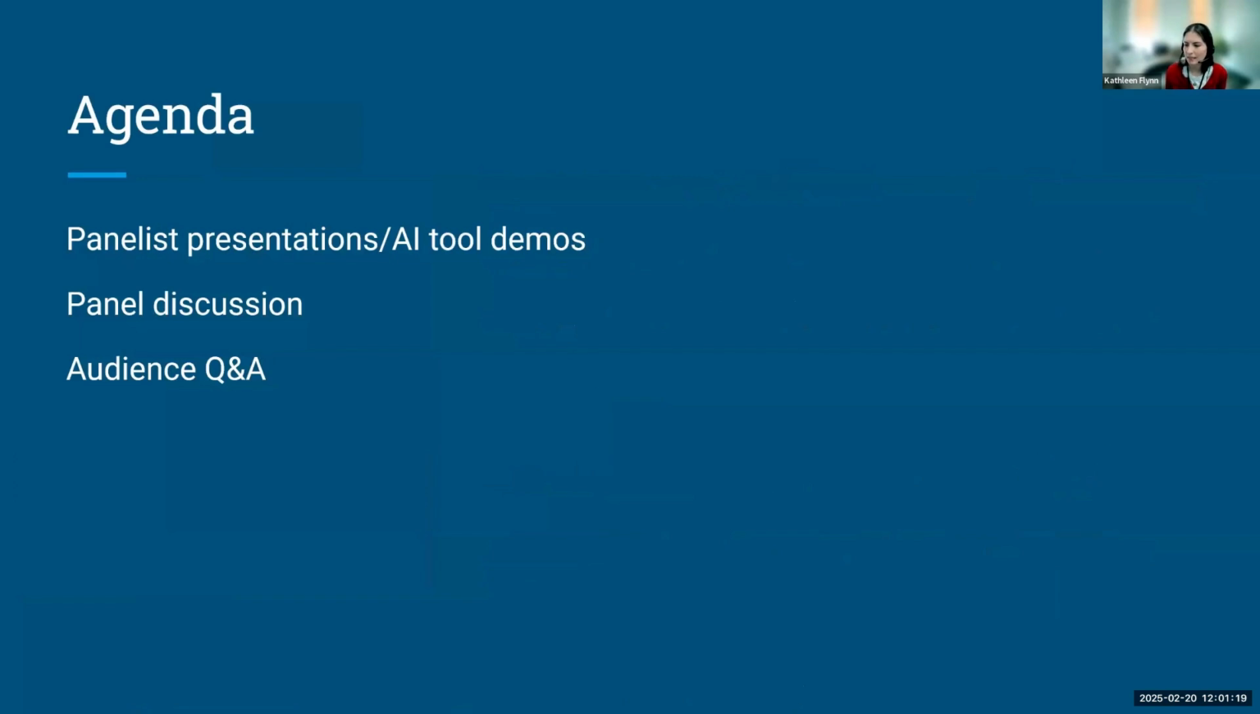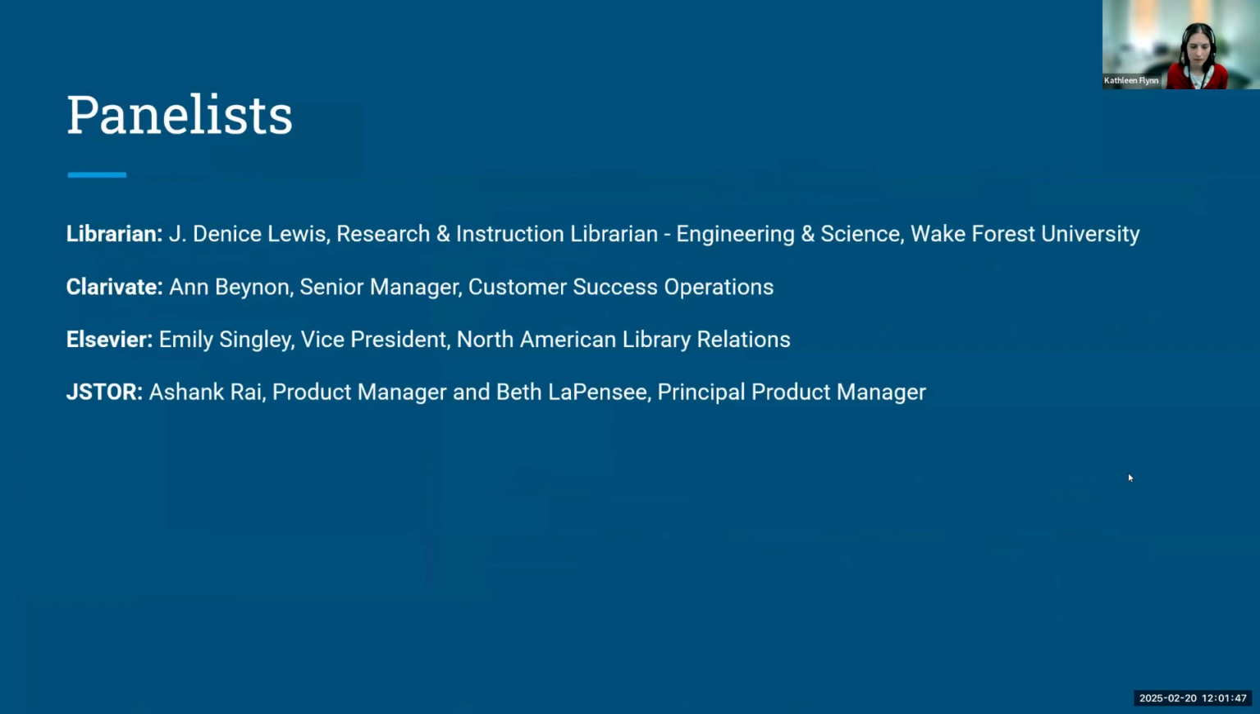So the plan for today is that each of our panelists will have around 5 minutes to give a presentation and demo an AI tool if they wish to. Then we'll have around 40 minutes of discussion before ending with around 15 minutes of audience Q&A. So the session is scheduled to last an hour and 15 minutes. And feel free to enter questions you have in the Q&A feature as you think of them, and Eric will keep an eye on them. And with that, I'll let the panelists introduce themselves and present. So Denice, you're up first.